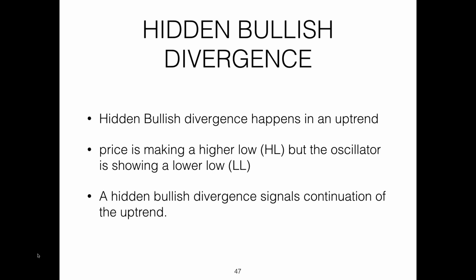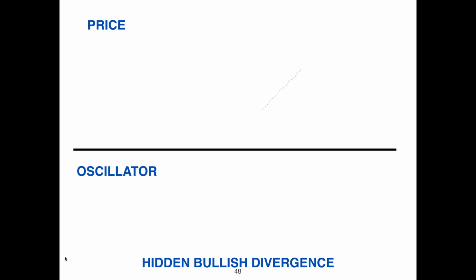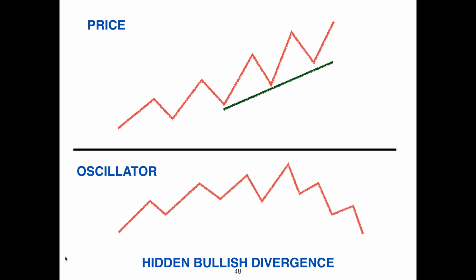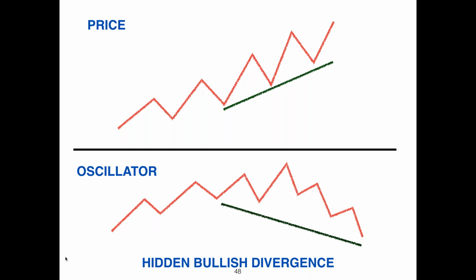So it happens when price is making a higher low, but the oscillator is making a lower low. Here's an example. This is price. It's making a higher low. The oscillator is making a lower low. This is a hidden bullish divergence. Hidden divergences help boost the probability that the trend will continue.